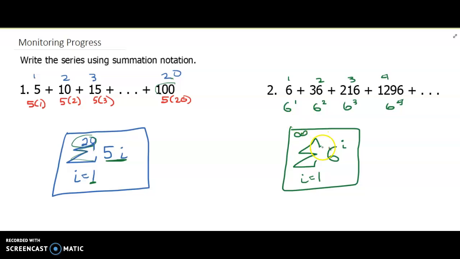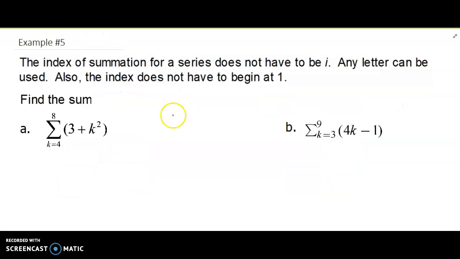Okay, same thing over here, but this time my first term is 6 to the first, second term is 6 to the second, third term is 6 to the third, so on and so forth. And notice my ... means that I continue to go on and on. There's no stopping point. So that's why I went from i equals 1 to infinity. My rule is 6^i, and once again, my sigma tells me I want to find the sum of all of those. All right, let's look at example 5 now.